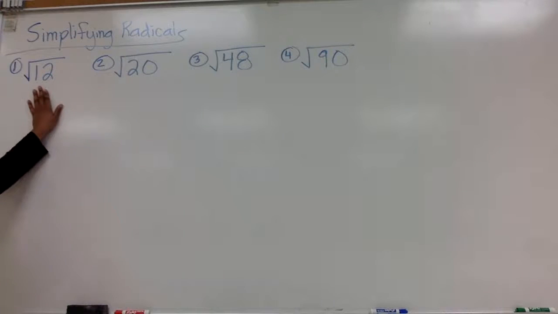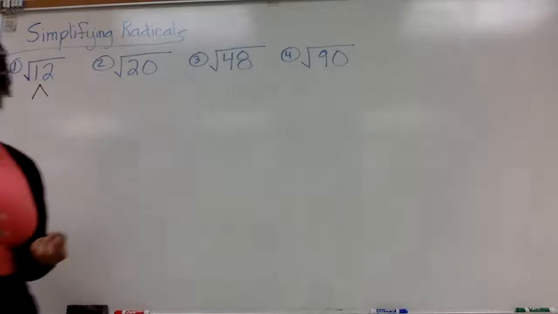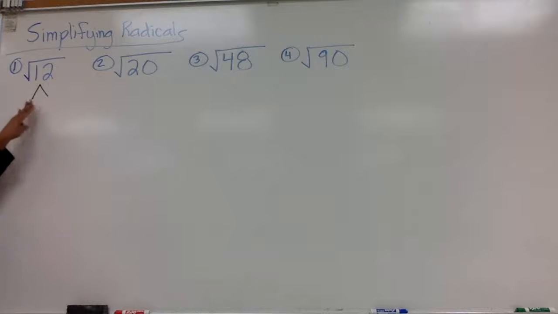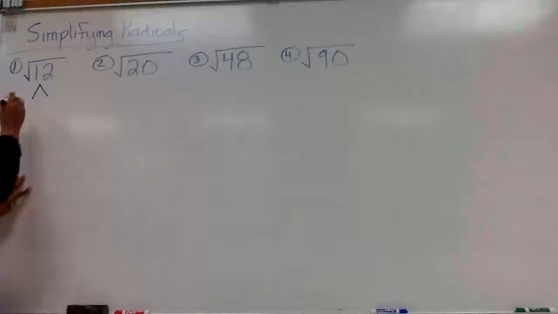So let's start with the square root of 12. The first thing you want to do is do a factor tree. As we know by now, it really doesn't matter how you do your factor tree. You can start with 3 and 4, or 6 and 2. It doesn't really matter as long as you start with two things that multiply to give you 12. So I'm going to do 3 and 4.